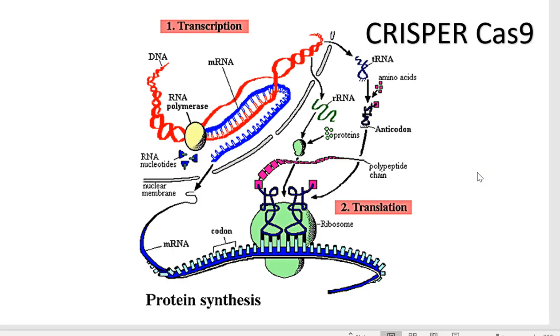Hello there. In this video, I am going to go over the process of transcription and translation and protein synthesis. At the end, I'm going to talk about what CRISPR Cas9 is. And again, this is a very basic video. I just want you to get an understanding of what these processes are, because we talk about proteins throughout the whole semester, and I want you to have a general idea of how those are made and why they're made the way they are.